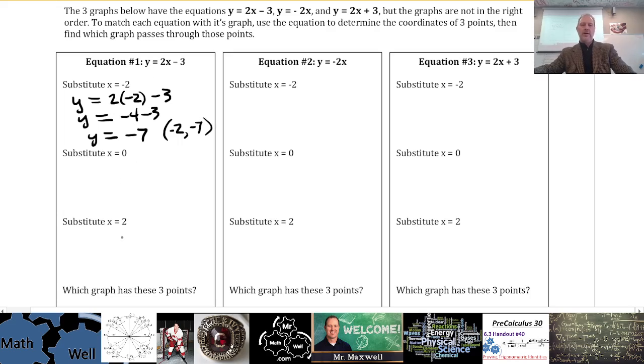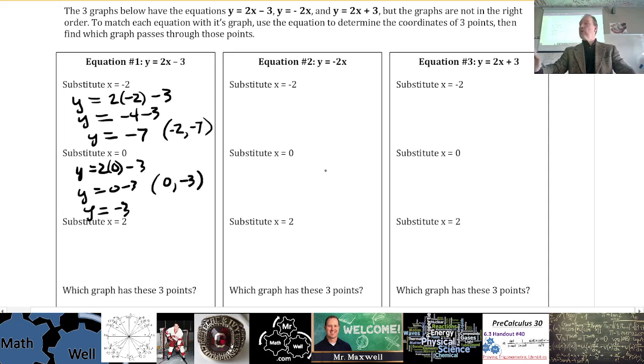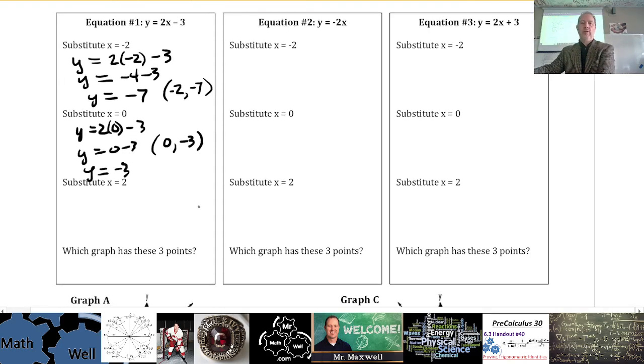Moving down, we'll go down the column here. So 2 times 0 minus 3 is going to be 0 minus 3, y equals -3. So we have a point 0, -3. I'm going pretty quick here, but hopefully this is understood. I really don't think I need to spend too much time teaching what I'm doing here. So again, I'm going to substitute +2 in for x, and I'm going to calculate what that y value is. That's going to be 4 minus 3, y equals 1. So we have a point of 2, 1.